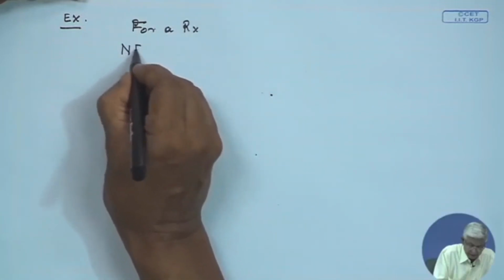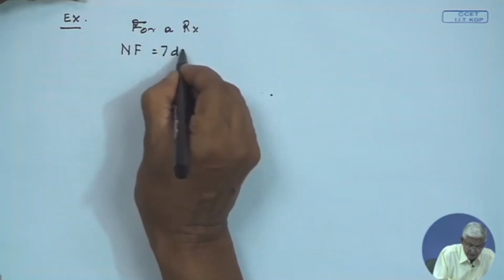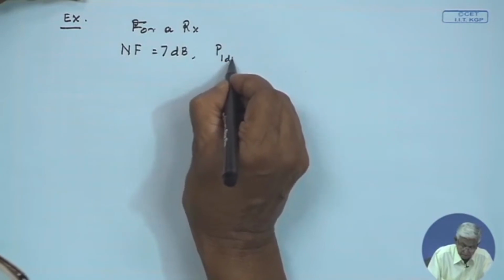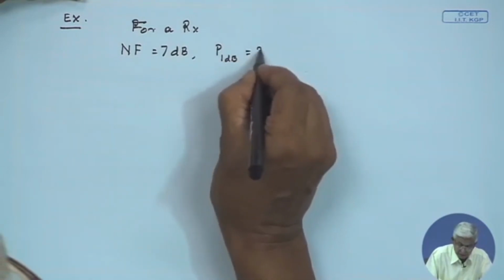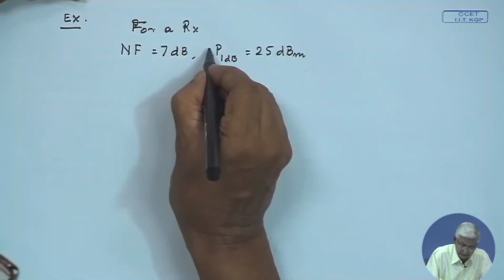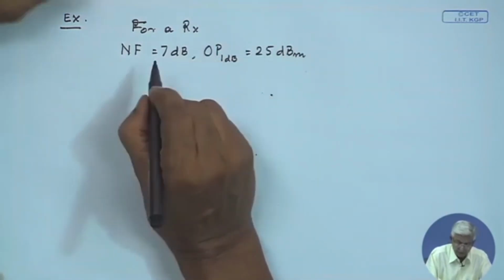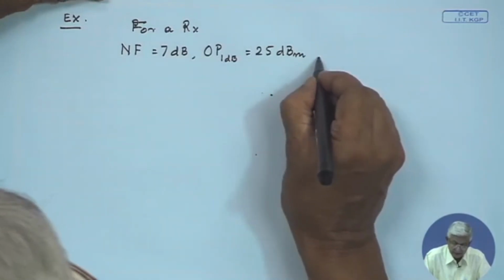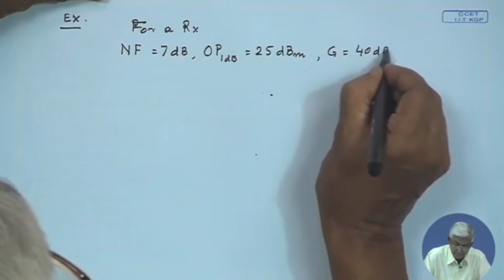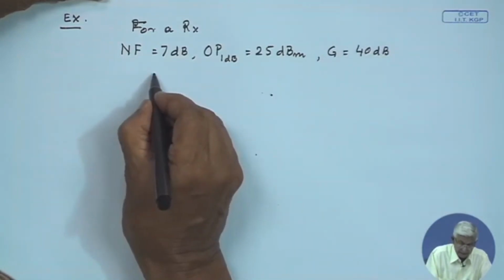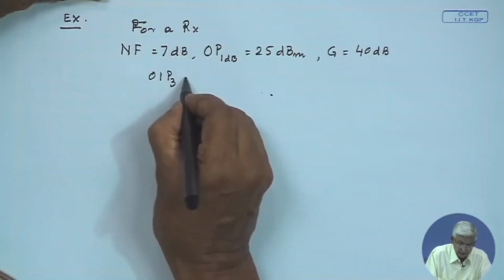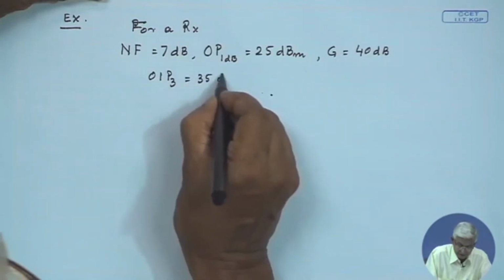Let some data be given. The noise figure is 7 dB, the 1 dB compression point is 25 dBm, and let us say it is output referenced, and the gain is 40 dB. The output third order intercept point is 35 dBm.